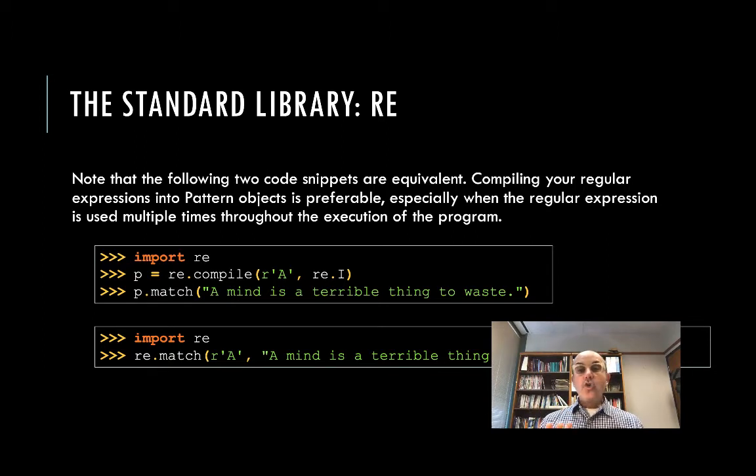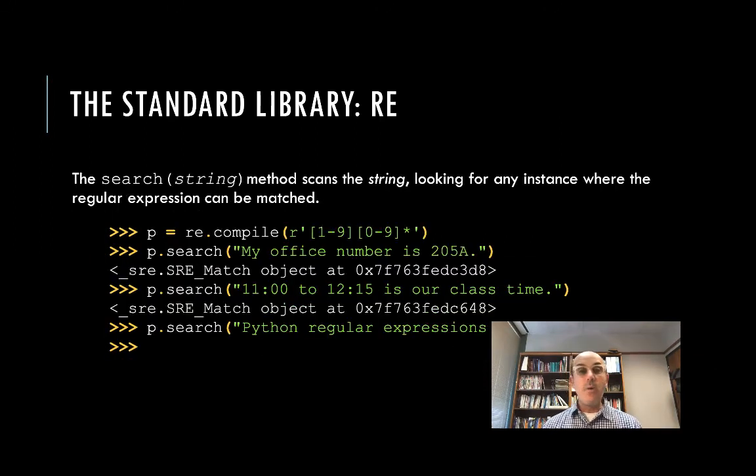Note that the following two codes are basically equivalent. Compiling your regular expression into a pattern object is something that we can do, especially when a regular expression is used multiple times throughout the execution of the program itself. So again, I use p equals re.compile, and I use re.match to see if it matches. Try it and see what it is.